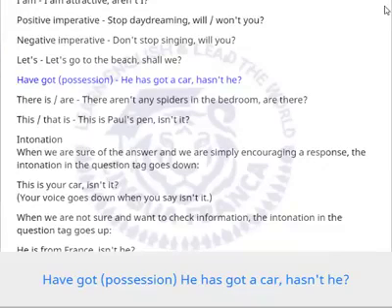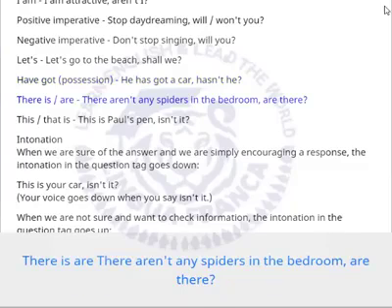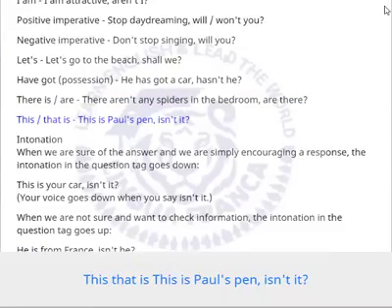Have got, possession: he has got a car, hasn't he? There aren't any spiders in the bedroom, are there? This is Paul's pen, isn't it?